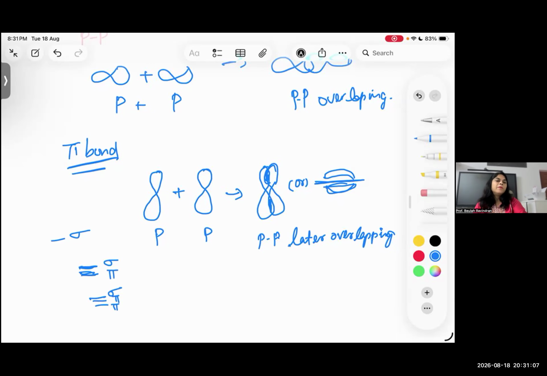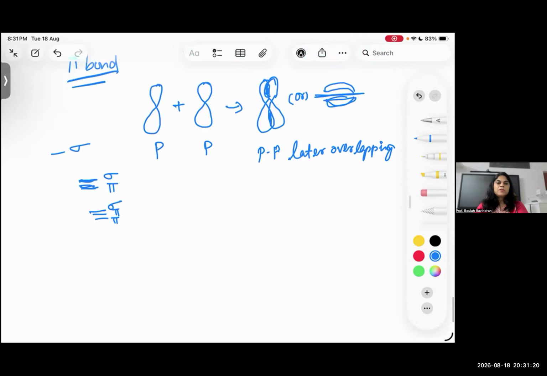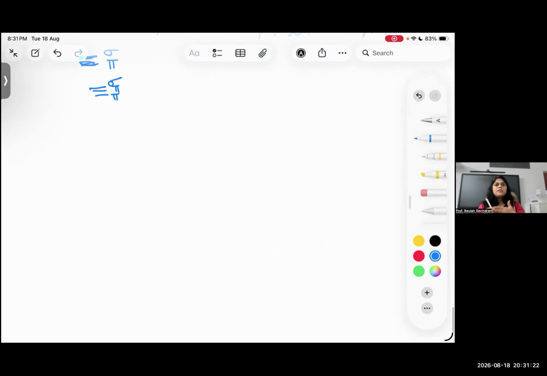Clear? So a sigma bond is always stronger than a pi bond. This is because the extent of overlapping is greater in a sigma bond. So that's why. Okay? Clear? Then hybridization, we'll see. What is hybridization? It is the process of intermixing atomic orbitals having slightly different energies to form new orbitals having equivalent energy and identical shape. So it is very important. What is meant by hybridization? Can you take this point?